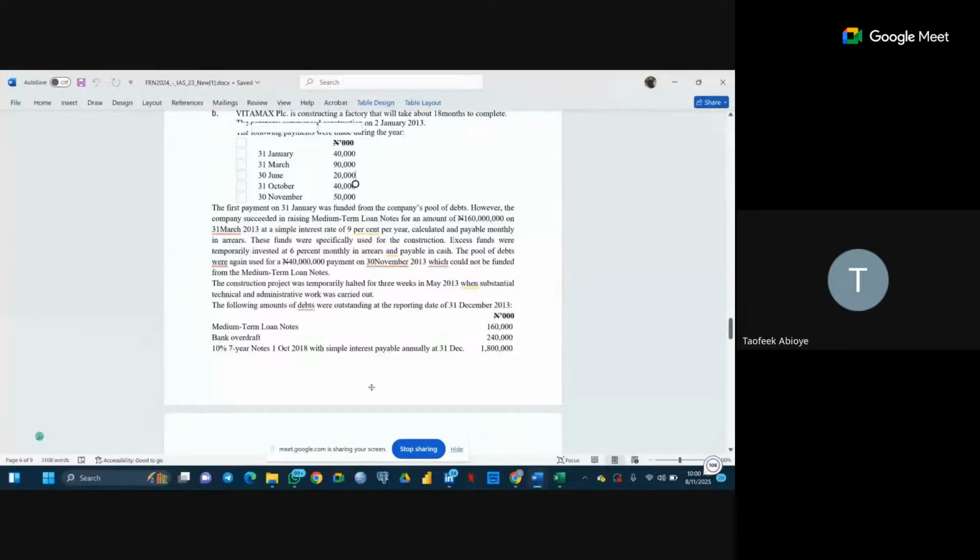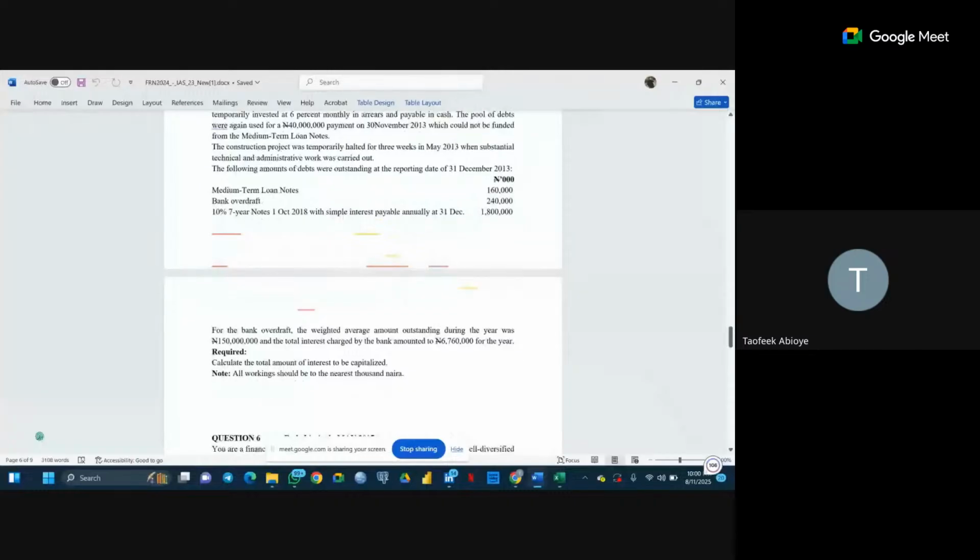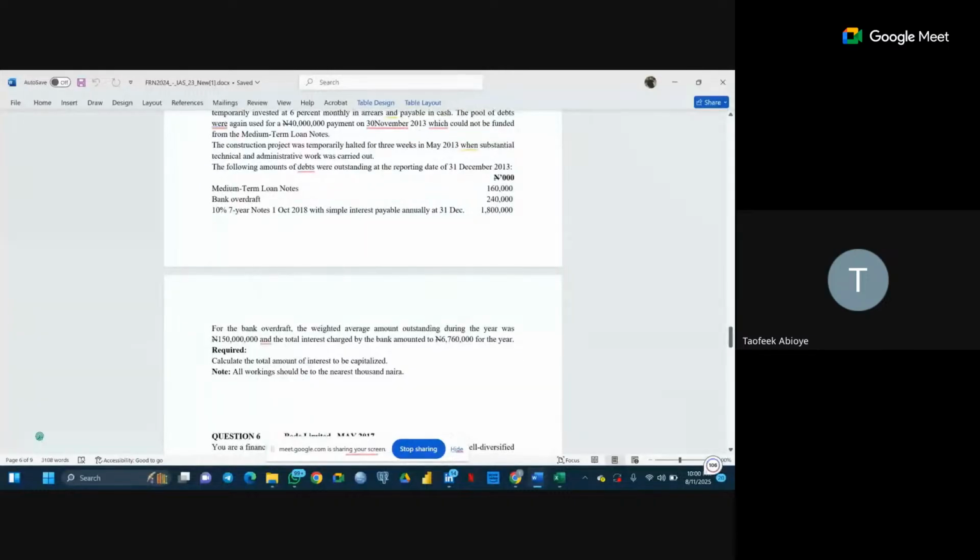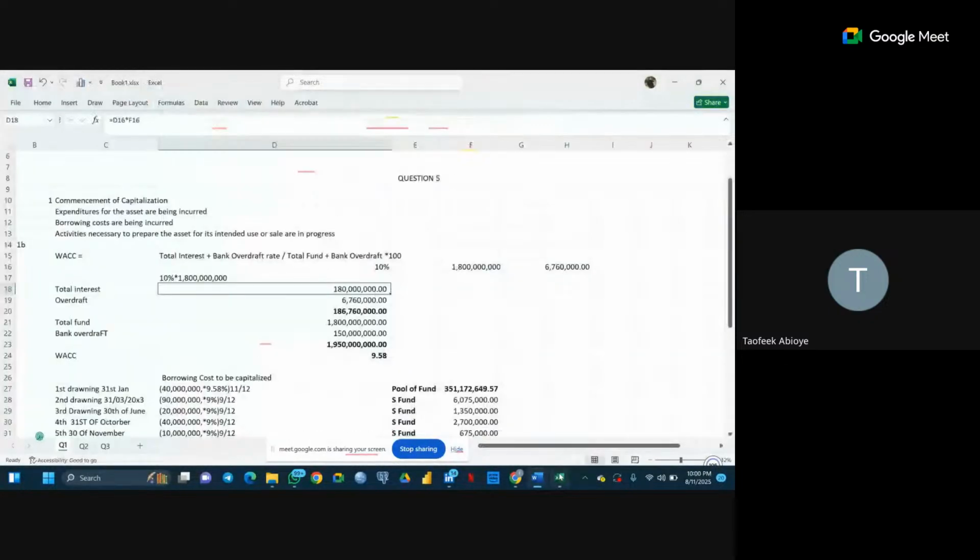We should have looked for the rate of this bank overdraft to multiply it also. But given that they have already given us the total interest for the bank overdraft, which is 6,760,000, that is why we add the 6,760,000 plus this. It assumes that for every source of finance, they have calculated on our behalf and given us the total interest paid. So we add this interest paid plus this 180 here, and we have this.